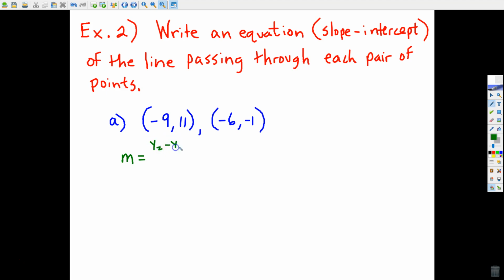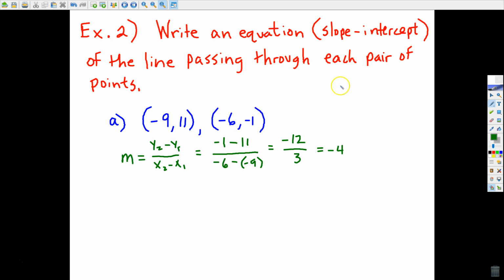So in case you forgot, that means we're going to use our slope formula. And so let's plug in y2 minus y1 over x2 minus x1. Simplify, negative 12. And down here we get negative 6 plus 9, which is 3. So the slope is negative 4.